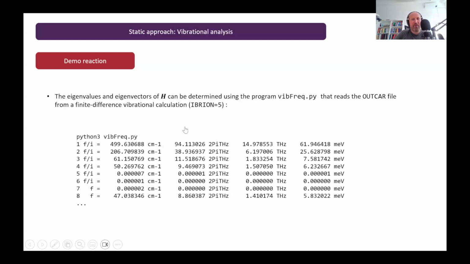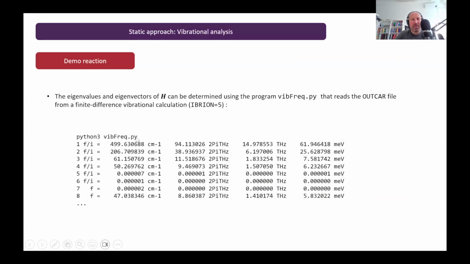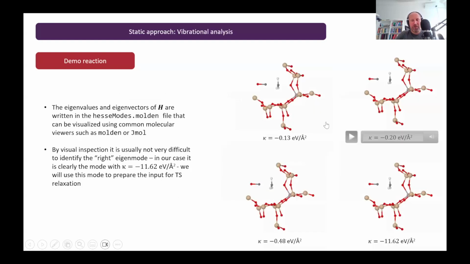Now I apply that, I use it for my trial transition state structure, and I see I have 4 imaginary frequencies. So I have 4 candidates for a suitable guess for the unstable direction. Which one should I choose? 4 imaginary frequencies also means that the Hesse matrix must have 4 negative force constants, and I can use the output file Hesse modes Molden generated by VIPFREG to visualize individual vibrational modes and simply decide which one best fits my proposal. So let's click through that.